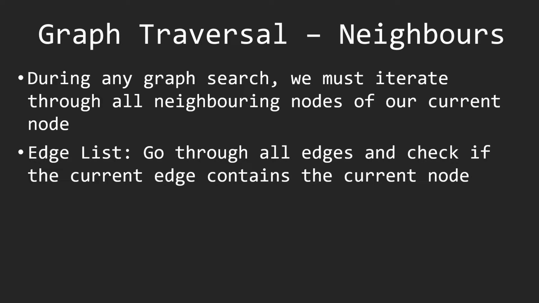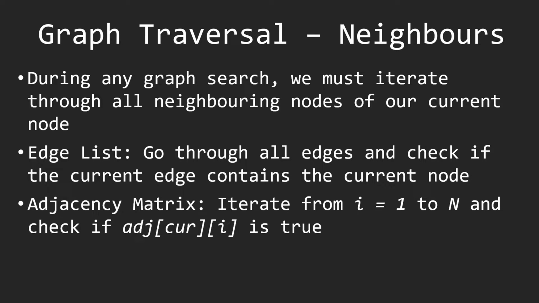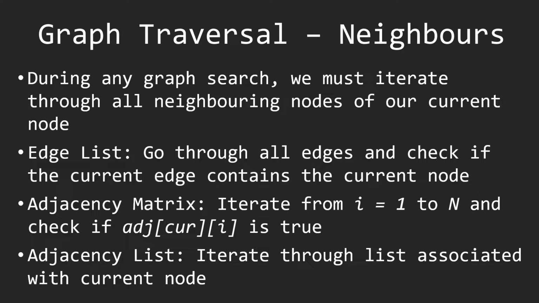So for example, in an edge list, we're going to go through all the edges and we're going to check if the current edge contains the current node, because that's what an edge list is defined with. For an adjacency matrix, we're going to iterate from i equals 1 all the way to n, and basically check if adj[cur][i] is true or not. And then finally, for an adjacency list, we're going to iterate through the list associated with the current node. So adj[cur], for example, is going to be a list of all the nodes it's adjacent to. And typically, we're going to be using adjacency lists, but the other implementations do work as well.